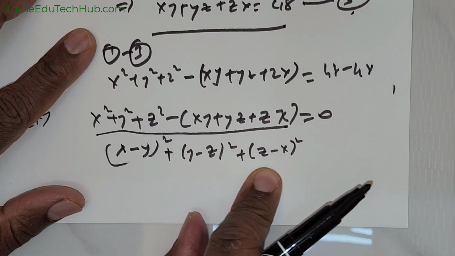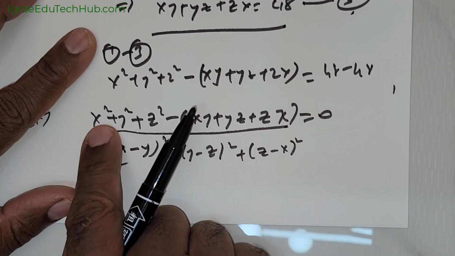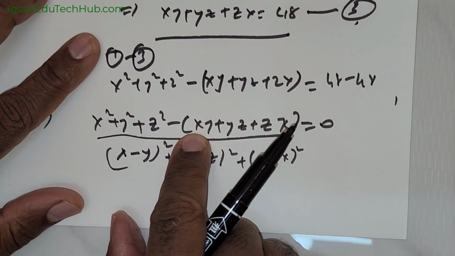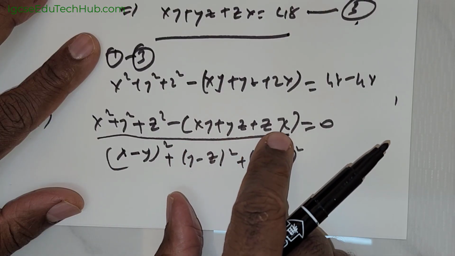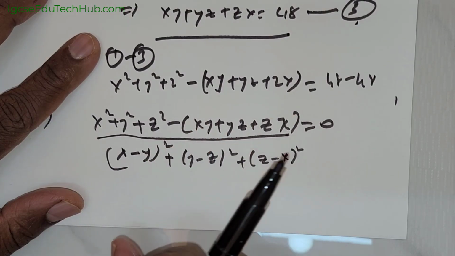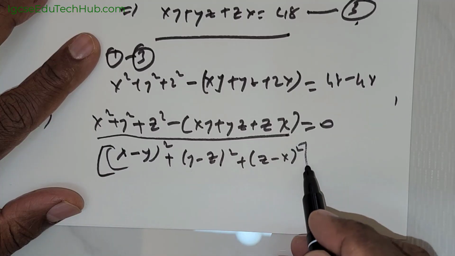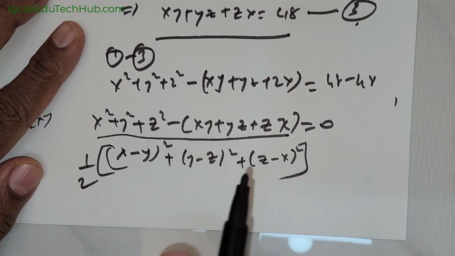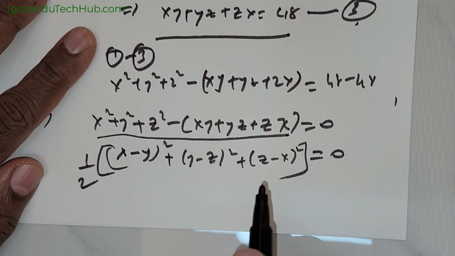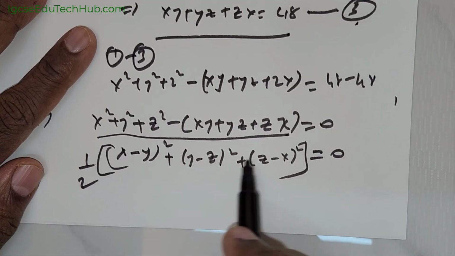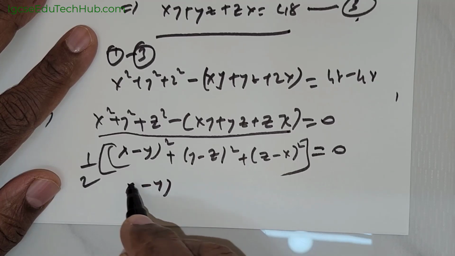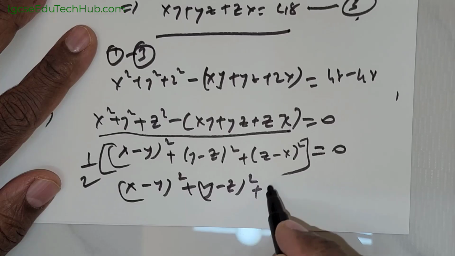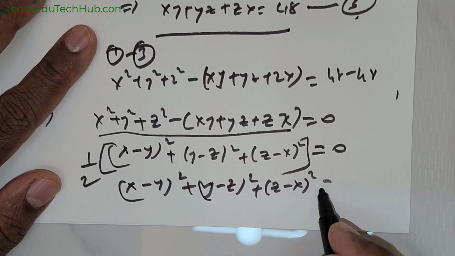So if I were to expand this, I would get 2 times x squared, 2 times y squared, 2 times z squared, 2 times xy, 2 times yz, 2 times zx with the appropriate negative signs. So we need to have a 1 over 2 there. So this entire system multiplied with 1 over 2 is equal to 0. Now if you cross multiply 2, you get (x - y) the whole square + (y - z) the whole square + (z - x) the whole square is equal to 0.